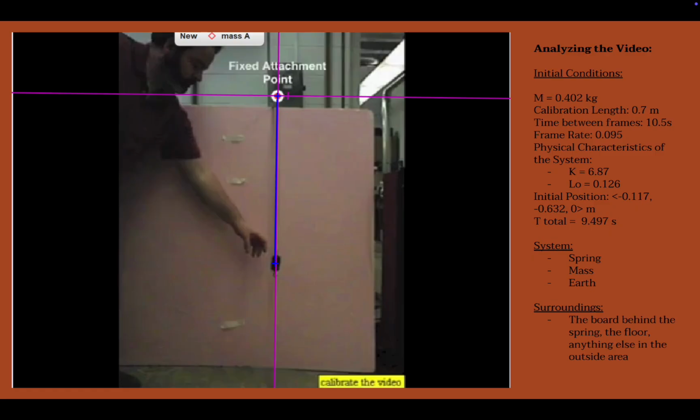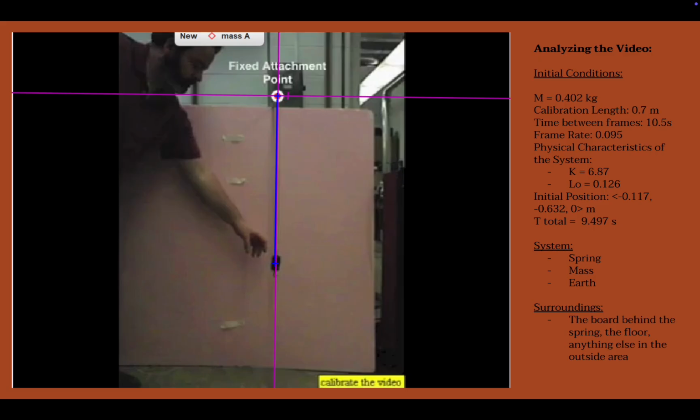In my experiment, I chose to use the video provided to us in the Lab 4 instructions. Using other informational videos, it was found that the initial conditions were m equals 0.402 kg, calibration length was 0.7 meters, time between frames was 10.5 seconds, and the frame rate was 0.095. We also found the physical characteristics of the system to be k of the spring equals 6.87 and relaxed length equals 0.126. The initial position was negative 0.117 in the x-axis and negative 0.632 in the y-axis and 0 in the z-axis. Our delta t was 9.497 seconds.